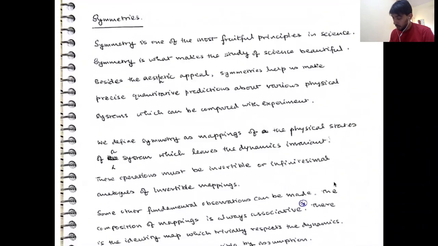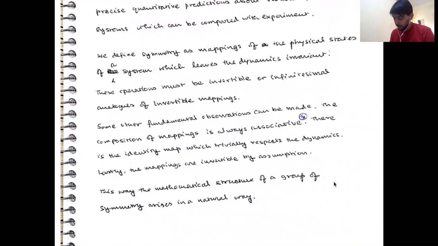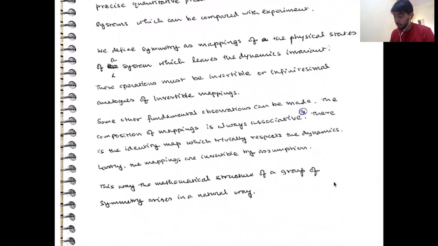All right, very good. So as we said, the mathematical structure of a group of symmetry arises in a natural way when we look at systems. Symmetry, as we were saying before, is mappings of physical states of a system which leaves the dynamics of the system invariant. And then there are some observations about these mappings that can be made that essentially give us this group structure.